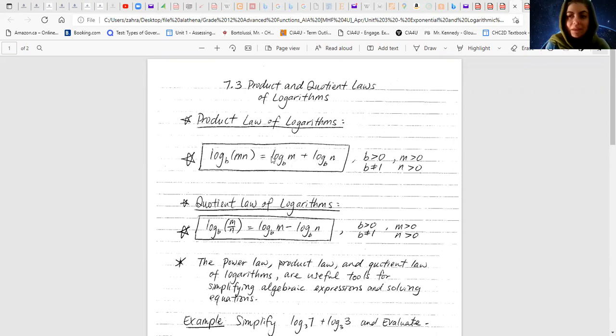The reverse is applicable. So if you have two logs added to each other with the same base, you can put it together as a multiplication in front of a single log.